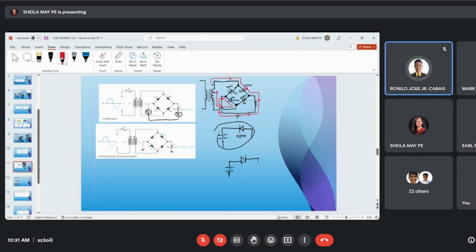Yes, miss. How about the others? Kasabot ra, miss. Okay, look, you can't see my cursor, so you won't imagine where I'm pointing here. Okay?